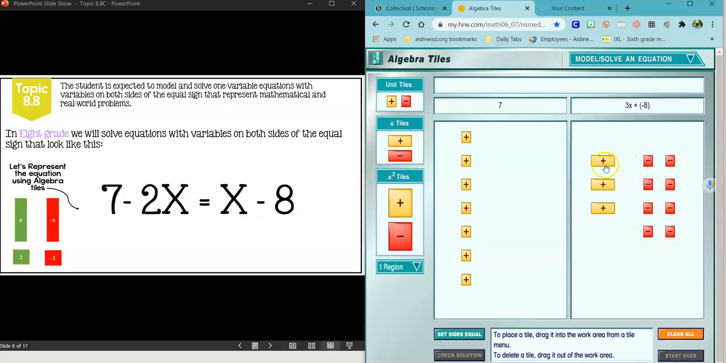Now, again, my goal is still to get the x by itself, and right now it's attached to this minus 8. So I have to, again, do the inverse operation. So instead of subtracting 8, I want to add 8. All right, so there's 2, 3. All right, one more. Okay. And now if I added 8 to this side, I need to then add 8 to this side.